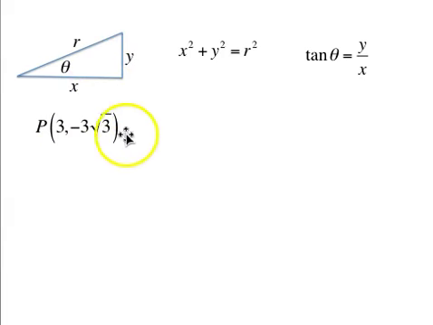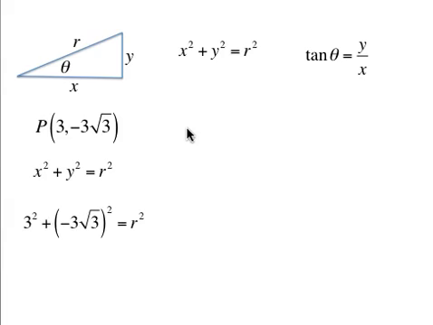So if we have 3, negative 3 root 3, how is this going to work for us? Well, first off, on x and y, x squared plus y squared is r squared. 3 squared plus negative 3 root 3 squared is r squared. 3 squared is 9, root 3 squared is 3, 9 times 3 is 27, so we get 9 plus 27 is r squared. 36 is r squared, 6 is r. That's our distance from the origin.